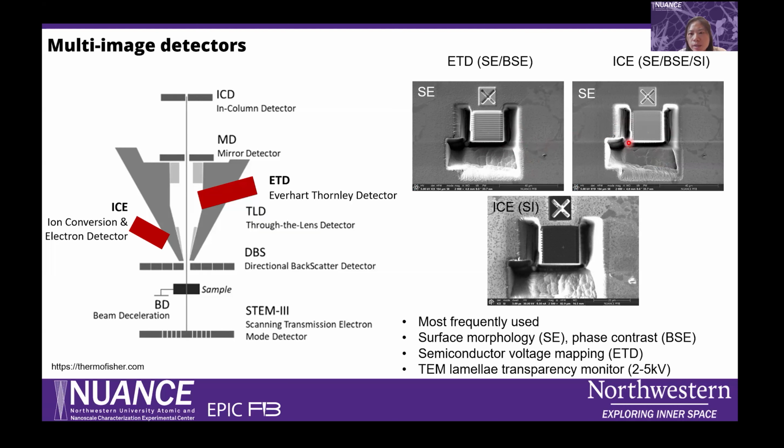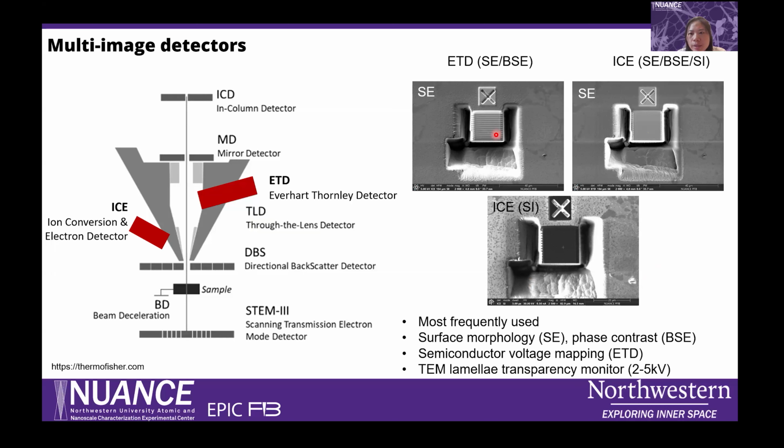Another highlighted detector is the secondary ion detector in ICE. When using the secondary ions, the contrast is mainly from the composition.